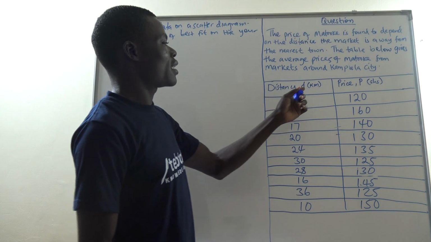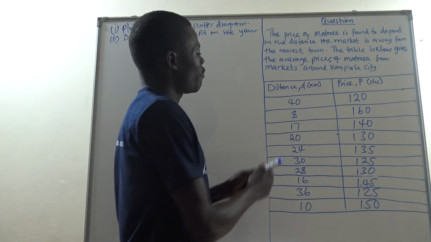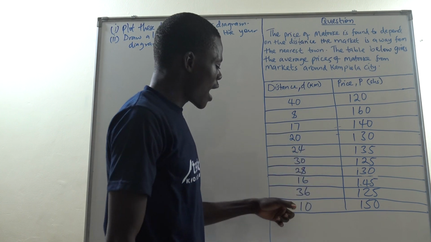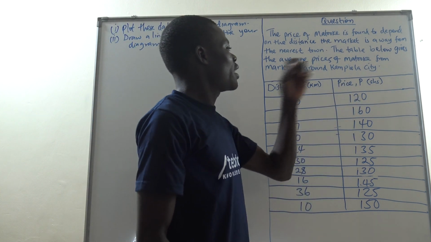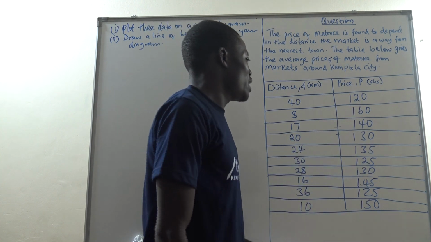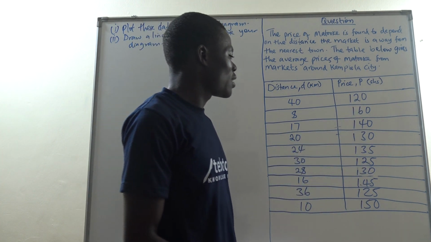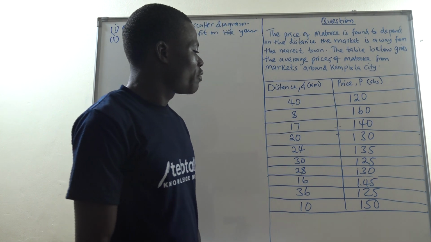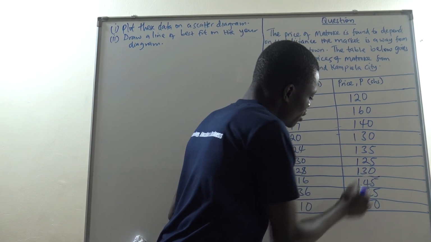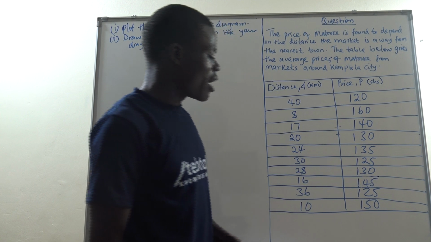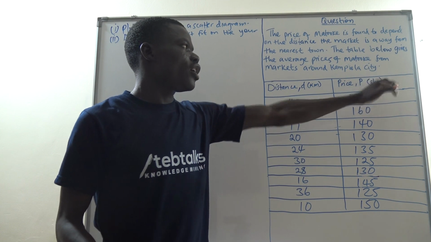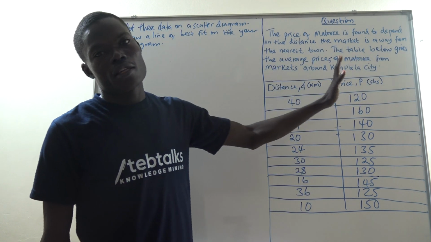So we have distance D in kilometers, that is 40, 8, 17, 20, 24, 30, 28, 16, 36, and 10, against the prices P in shillings, which are 120, 160, 140, 130, 135, 125, 130 again, 145, 125, then 150. Those are our table having average prices P in shillings and distance D in kilometers.